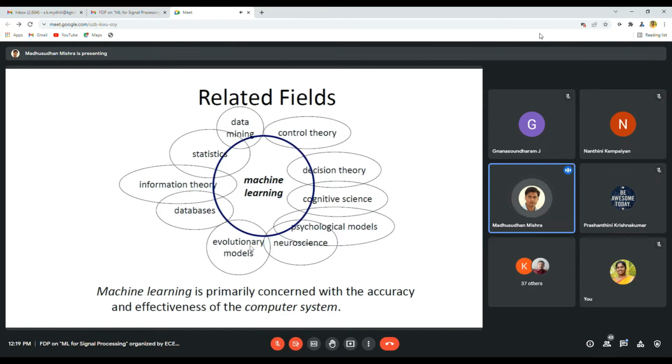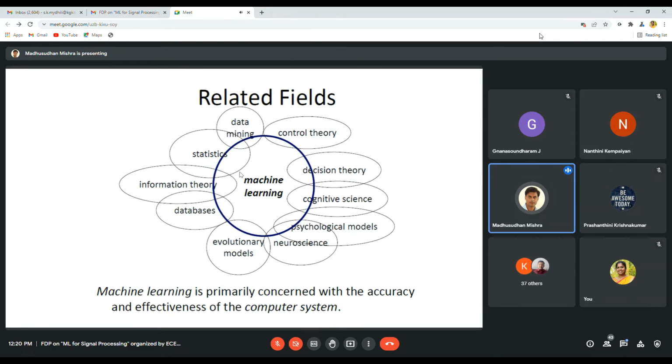Then when we talk of machine learning, it finds application in various domains and is related to various fields. If we see machine learning, we find that various different fields come under it, because when we do machine learning, we must know about the data, about the statistics, about the information content in that data, what kind of database it is, and which models would be fit for this machine learning.